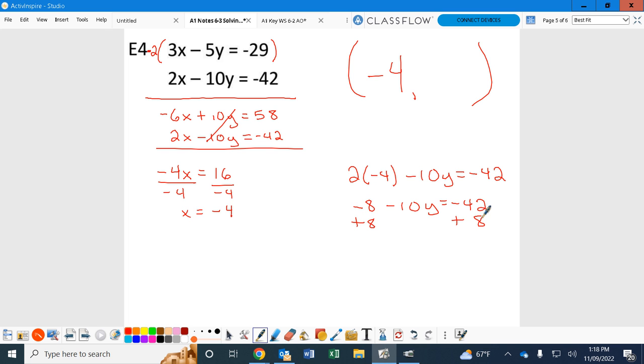Don't panic when you get this answer. It's going to be negative 10y equals negative, guys, what's negative 42 plus 8? Negative 34. Then you're going to divide both sides by negative 10, which is going to make it y equals, guys, don't say it, but first of all, a negative divided by a negative is a positive. So first thing you're going to do is cancel out the negative sign. The second thing you're going to do is type this in on the calculator. Type in the 34.